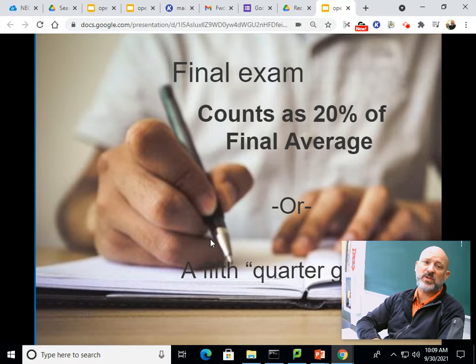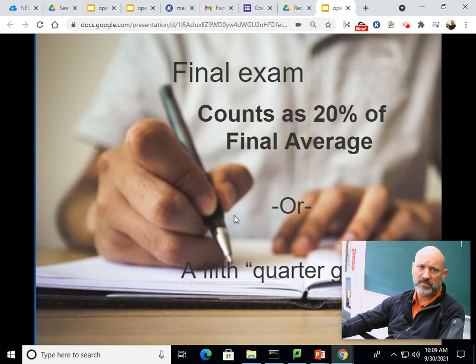We do have a final exam at the end of the year, and it does count the same weight as the quarter averages, so 20% for each quarter average and then 20% for a final average.